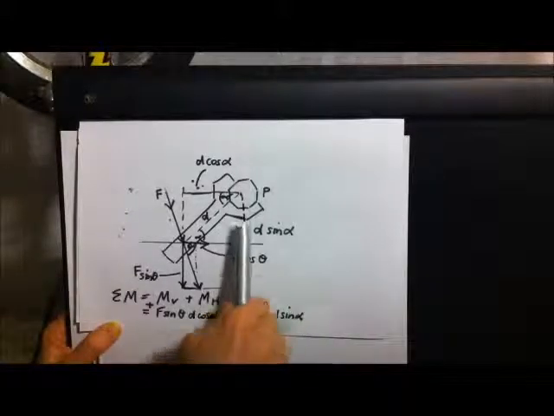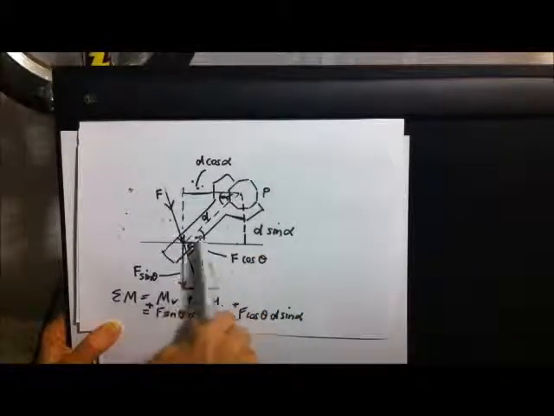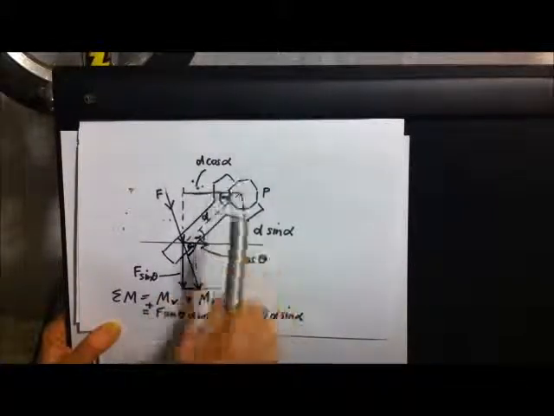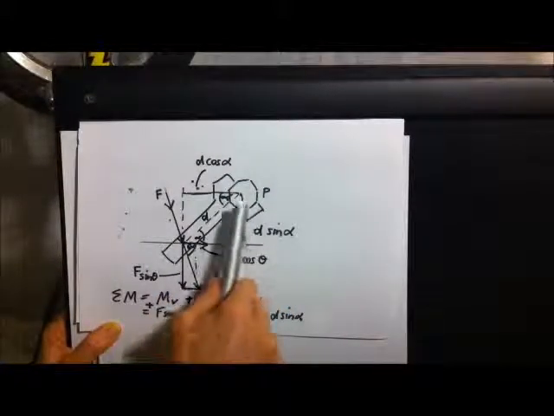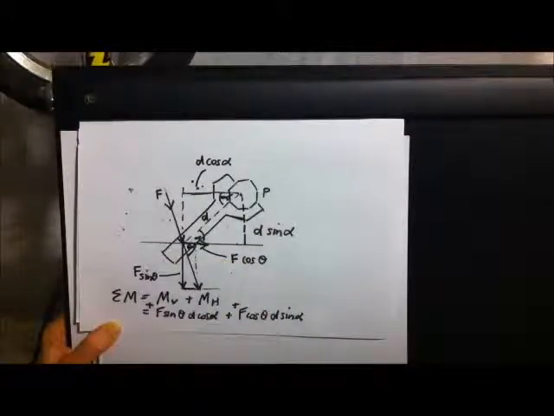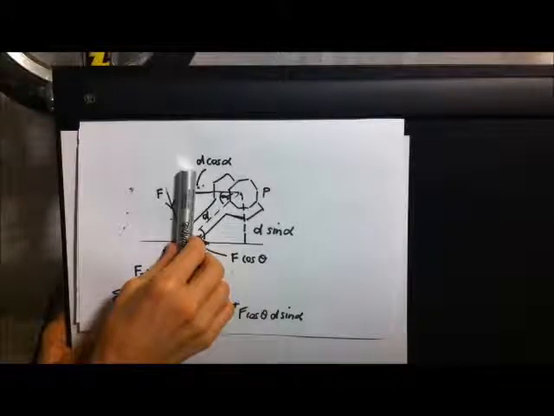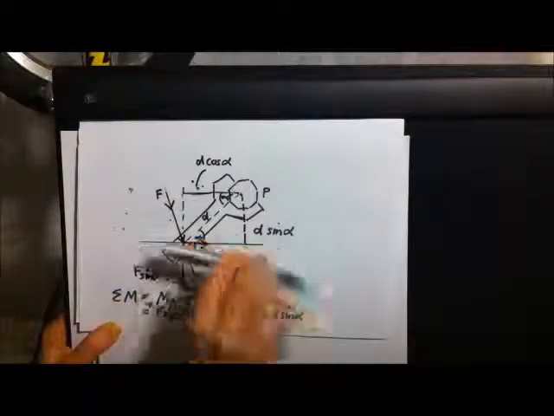Sometimes you might actually be given these distances here, which makes the calculation much simpler if you know that distance and that distance there. But if you don't, you can use trigonometry to work those out. But remember, you use the line of action in order to work out the moment arm.